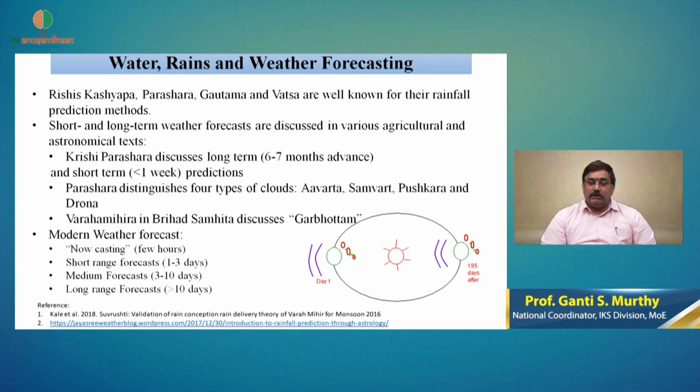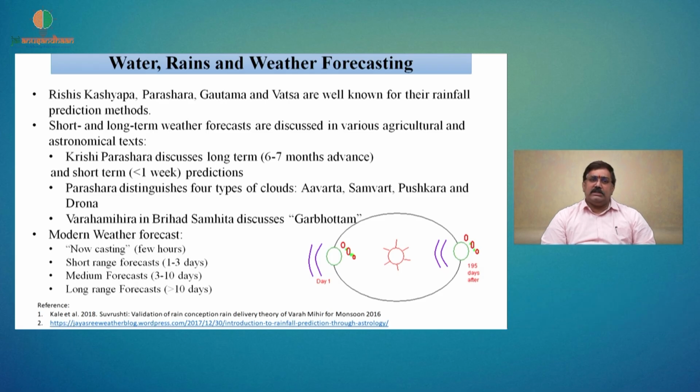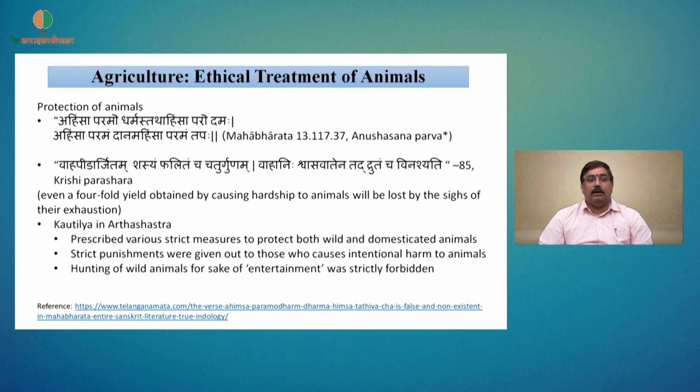And all of this was based on observation, keen observations, analysis, comparing notes, developing models, and then improving them over many cycles. And we'll see all that kind of evolution happening in our texts. Even in modern weather forecasting, we talk about nowcasting, which is essentially for the next few hours, short range forecast for 1 to 3 days, medium and long range forecasts. All of these things are very similar to what we had in our texts.